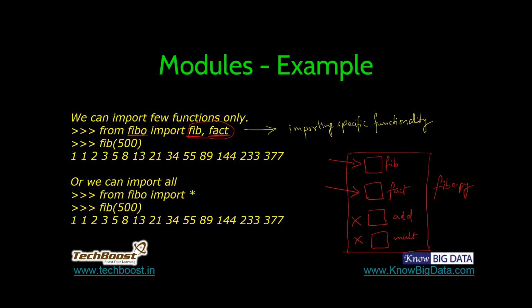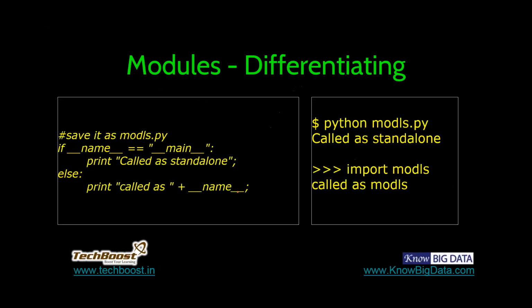When you do it like this, you don't have to access the function giving the module name and dot notation. You can directly call the function when you're using the import form from module import some functionality. When you're using this form, you can directly use the function name and call it. This is a very important aspect when you're dealing with modules and scripts.